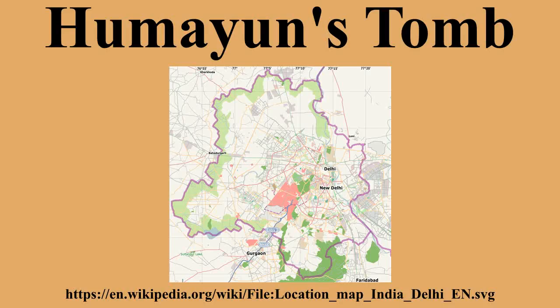It was also the first structure to use red sandstone at such a scale. The tomb was declared a UNESCO World Heritage Site in 1993, and since then has undergone extensive restoration work, which is complete. Besides the main tomb enclosure of Humayun, several smaller monuments dot the pathway leading up to it from the main entrance in the west, including one that even predates the main tomb itself by 20 years.